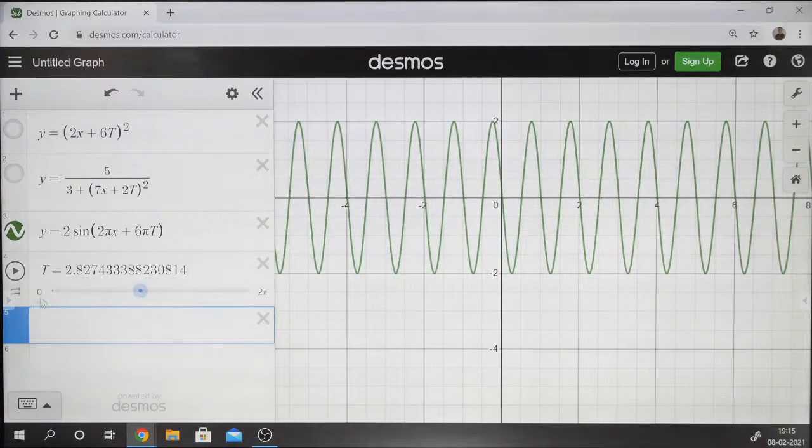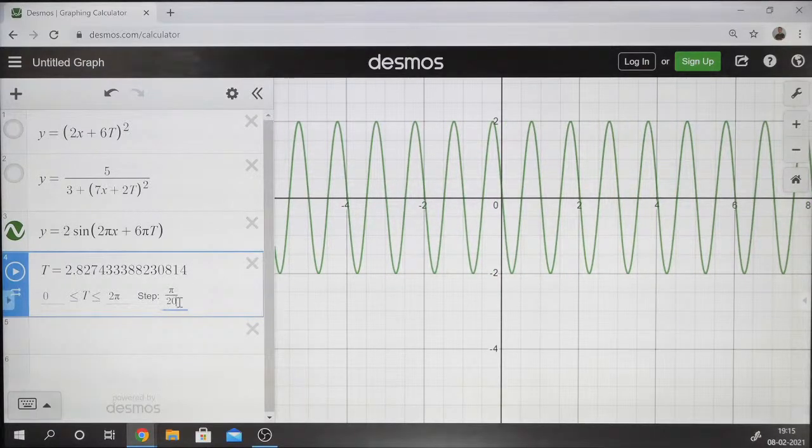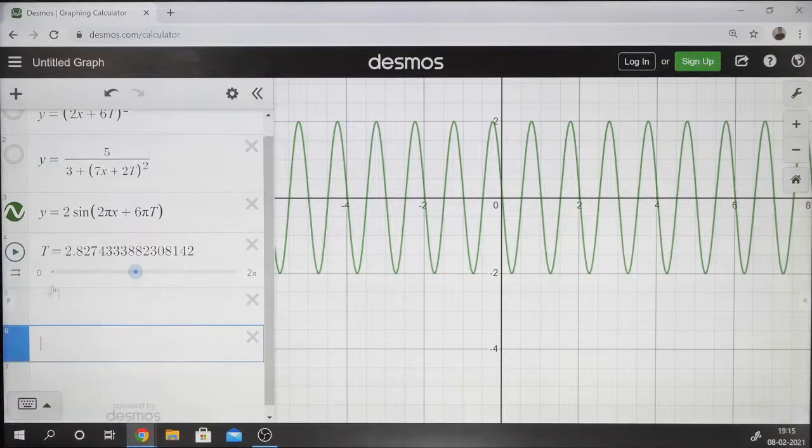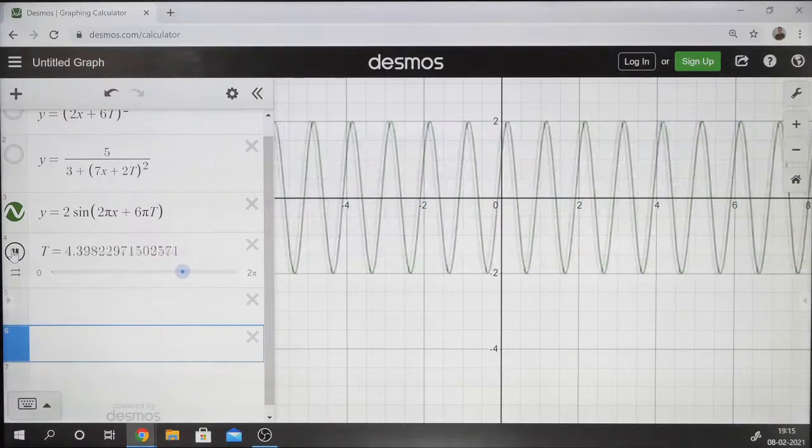Oops, this is also going very fast, guys. Hold on. Maybe pi by 100. Probably this will be better. I don't know. Let's see. Yeah, now you can see it.